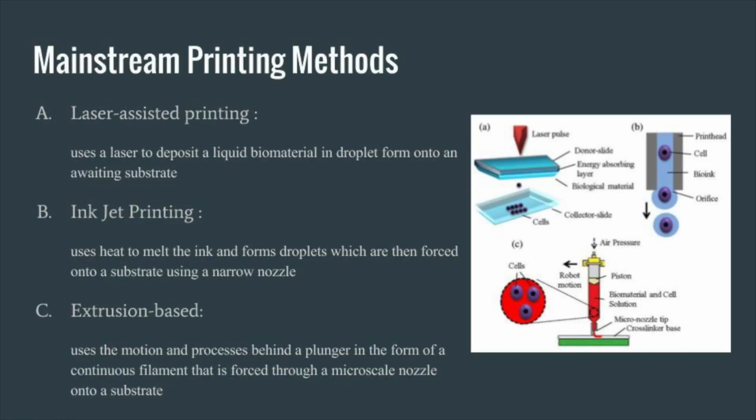There are three main methods for printing biomaterials. The first one is laser-assisted. As shown in the diagram, a laser-assisted printer deposits a liquid biomaterial into a droplet to form onto an awaiting substrate. The second method is inkjet printing, which uses heat to melt ink and form droplets, which are then forced onto a substrate using a narrow nozzle. The third method is extrusion-based, which uses the motion of a plunger to push a continuous filament through a nozzle, which then prints onto a substrate.